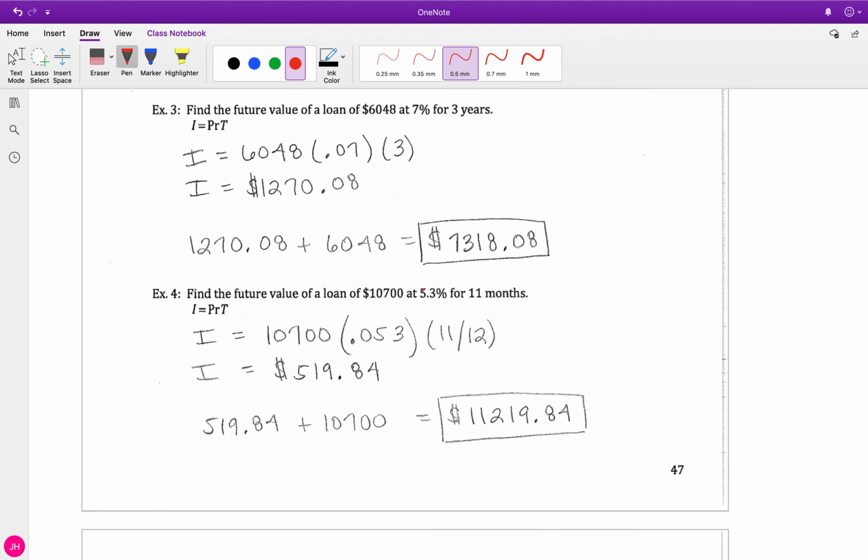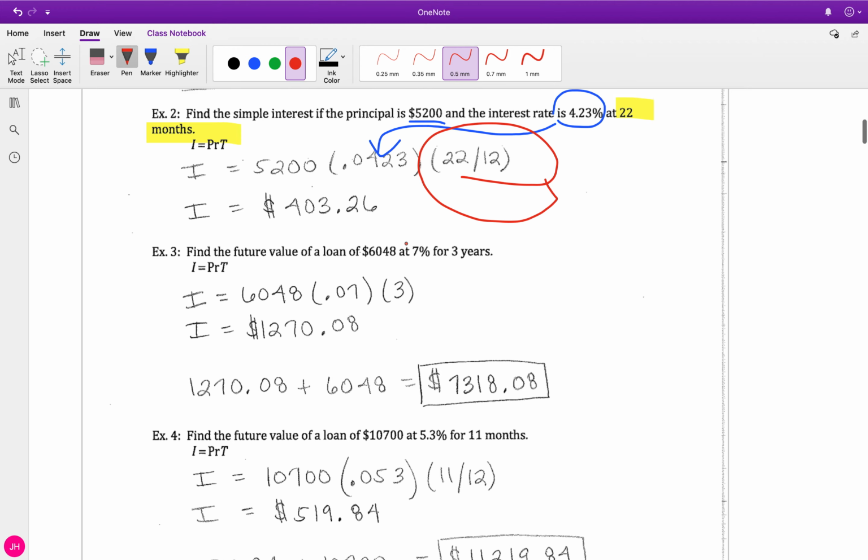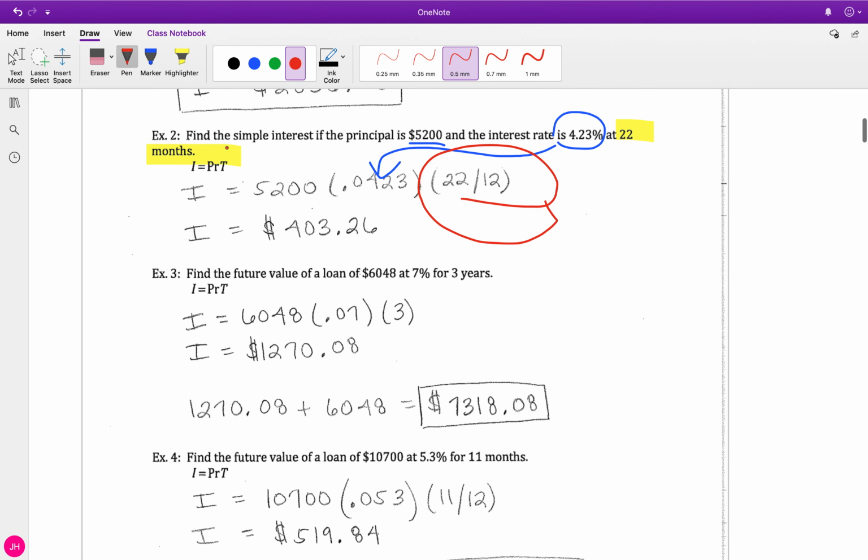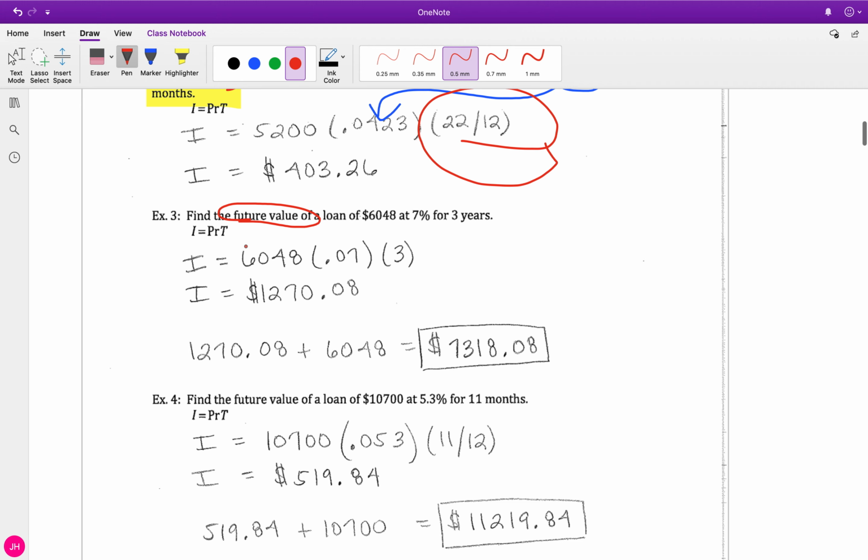3 is asking something slightly different, so make sure you read the directions carefully. 1 and 2 just ask for us to find the simple interest. 3 and then 4 are going to ask for us to find the future value, so a slightly different question. I'm going to start off by finding the interest, just like I did above. No tricky thing to that. Then I'm going to take this answer that I found for interest, and I'm going to add it to the principal amount, and that's going to give me my future value. Interest plus principal gives me that future value.